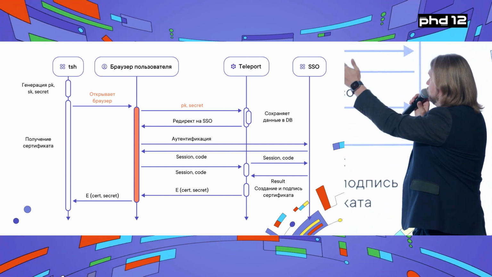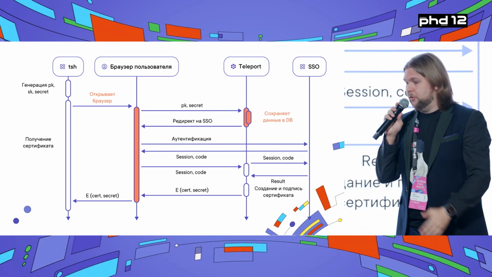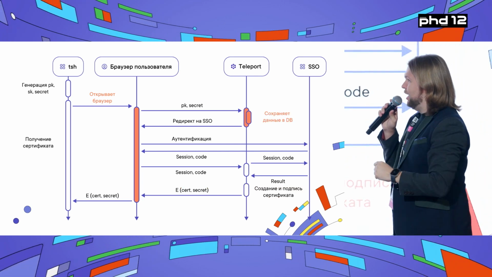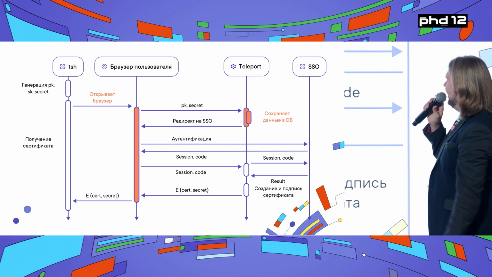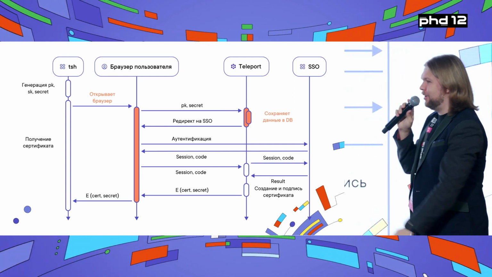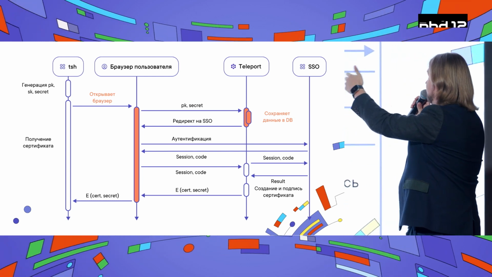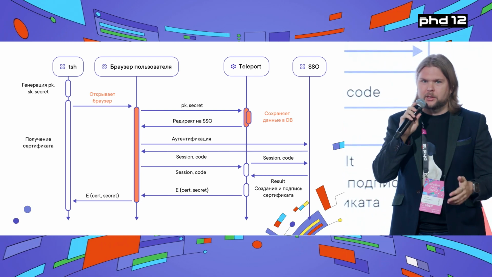After that, Teleport, getting the public key and secret, would store the data in its database. After that, let's step aside. A standardized authentication flow takes place by means of SSO. Teleport would do a redirect to the SSO provider, so some Keycloak.